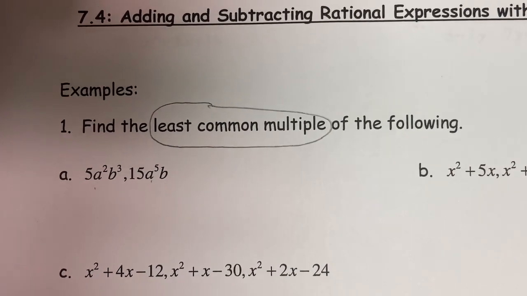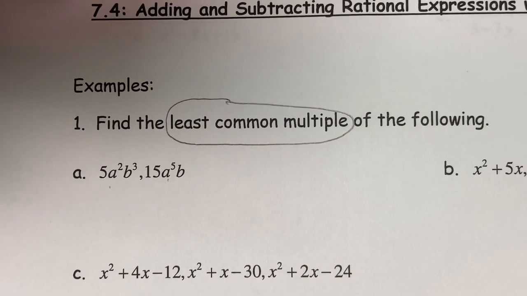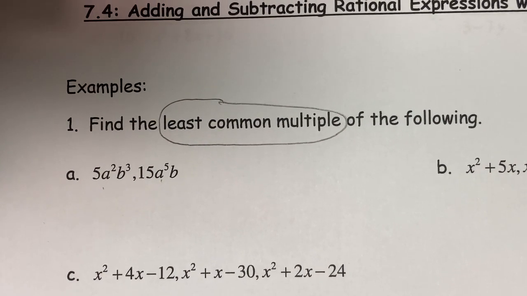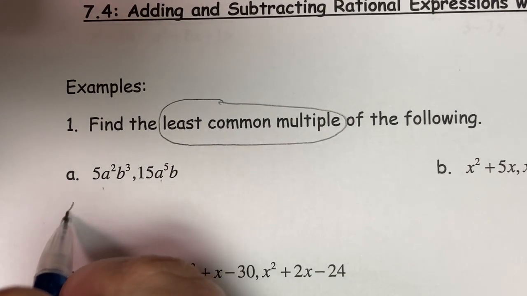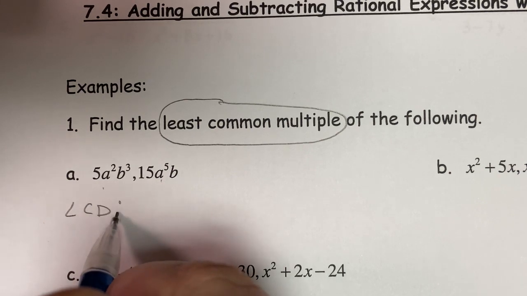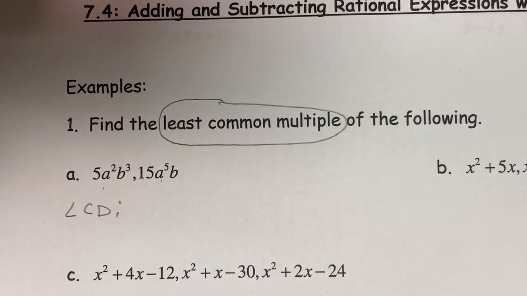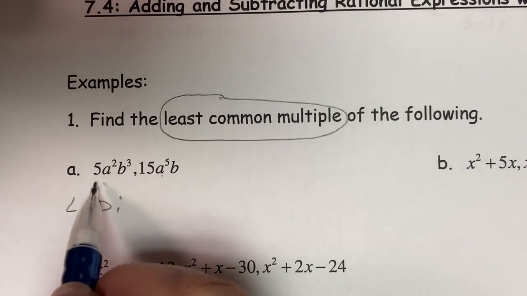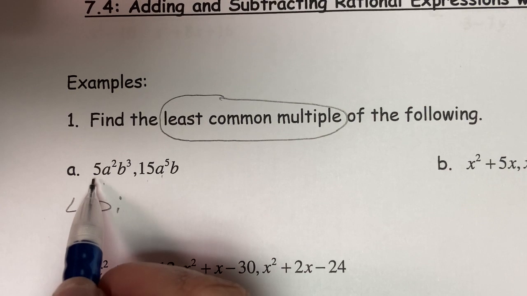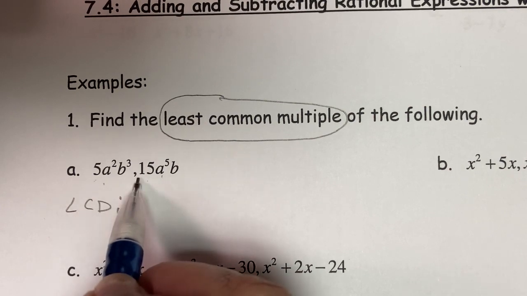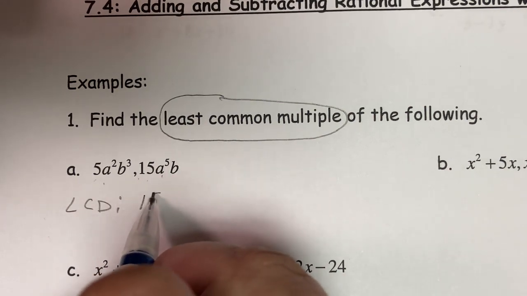So if we look at 1a, and we practiced this already in section 7.3, if I want the least common multiple, which again is the lowest common denominator, they are the same thing. If I look at just the numbers, the 5 and the 15, what is the smallest number that 5 and 15 divide into evenly? Well, that's going to be 15.